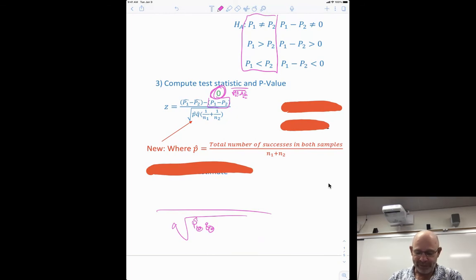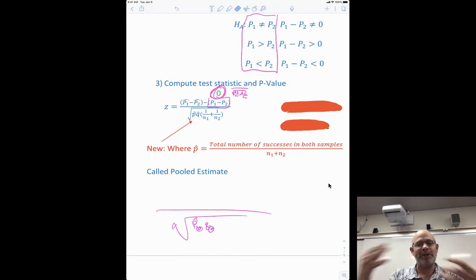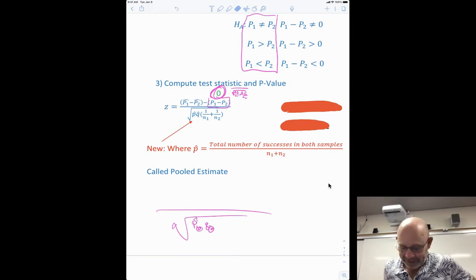So what we're going to do is this, which is actually called a pooled estimate. We're going to take my two samples and just dump them together, and figure out what that success rate is. So we're going to take the total number of successes in both the samples, and divide it by N1 plus N2. And that's going to give me my P hat. When we do the example, you'll see how that works, okay?